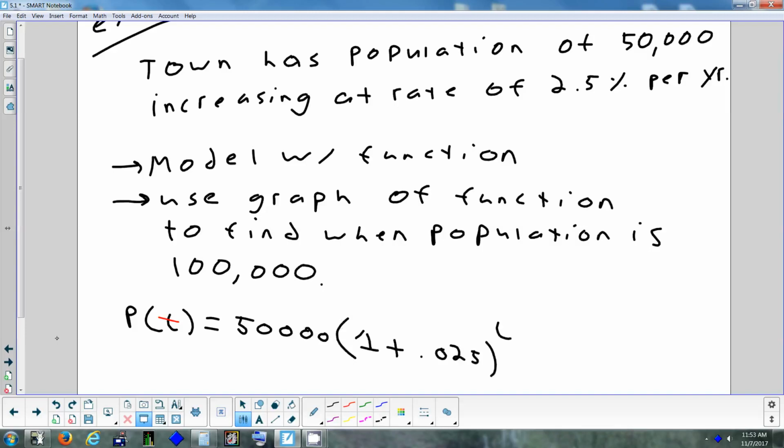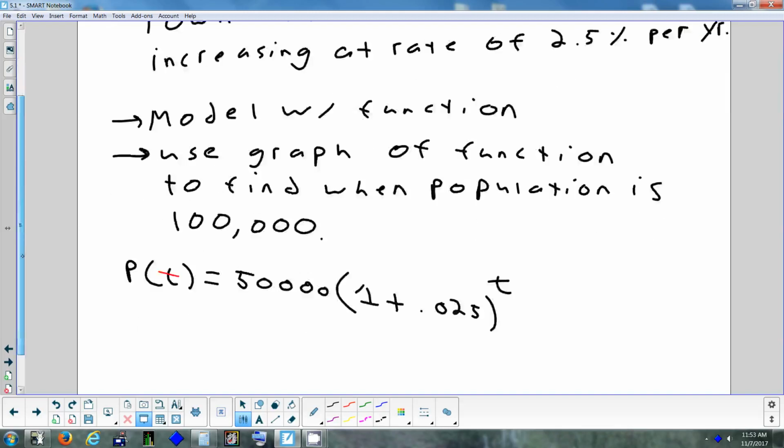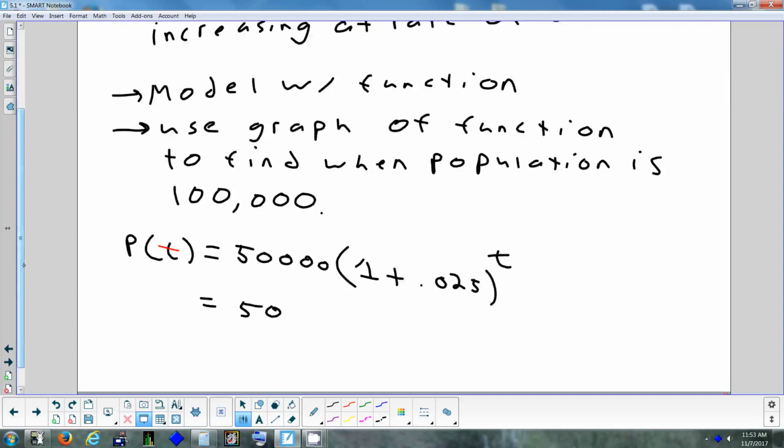And then that's to the t. Now you could simplify that a little bit. Just write 1.025 to the t. So that's an exponential function, just barely. I mean, it's just a little bigger than 1. So we're not talking about something that's going to curve quickly. It's going to curve very slowly.